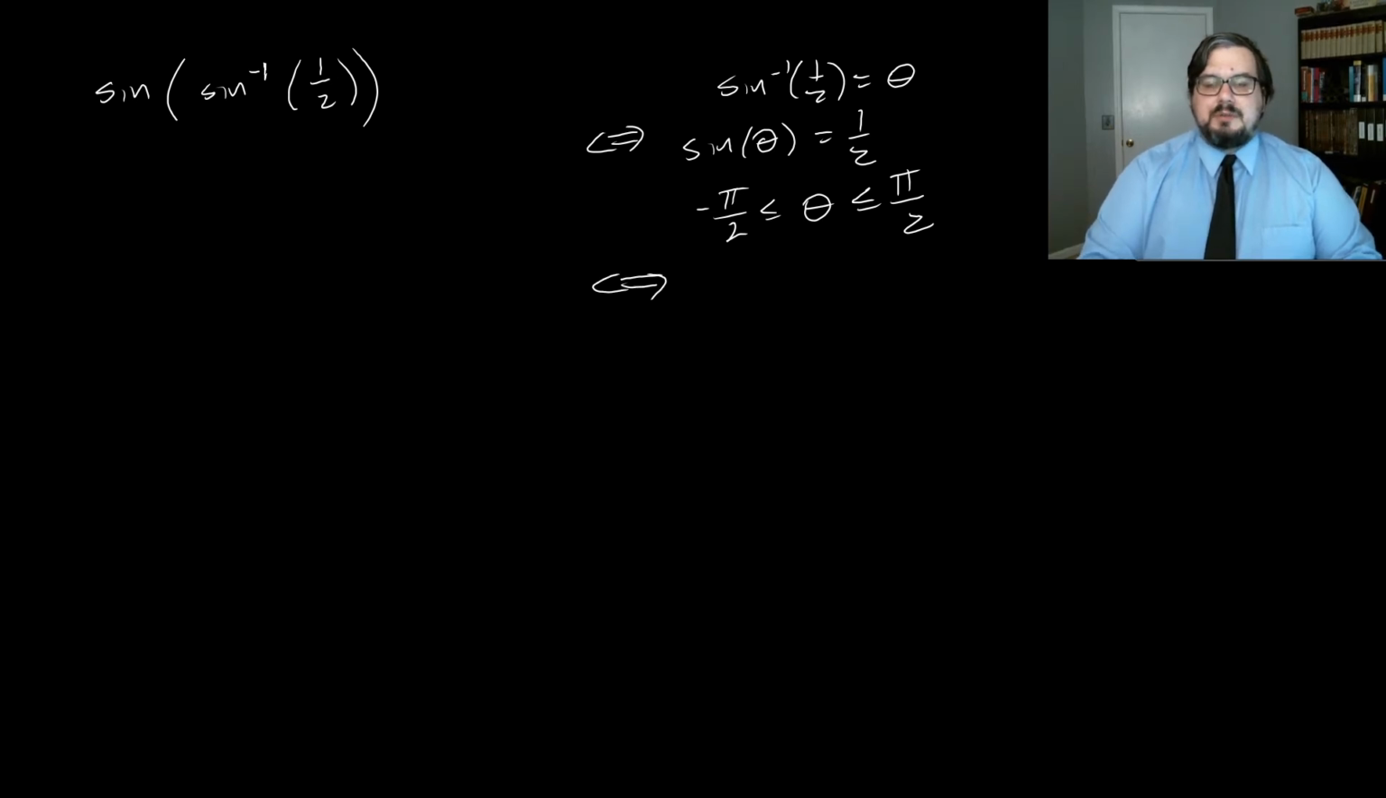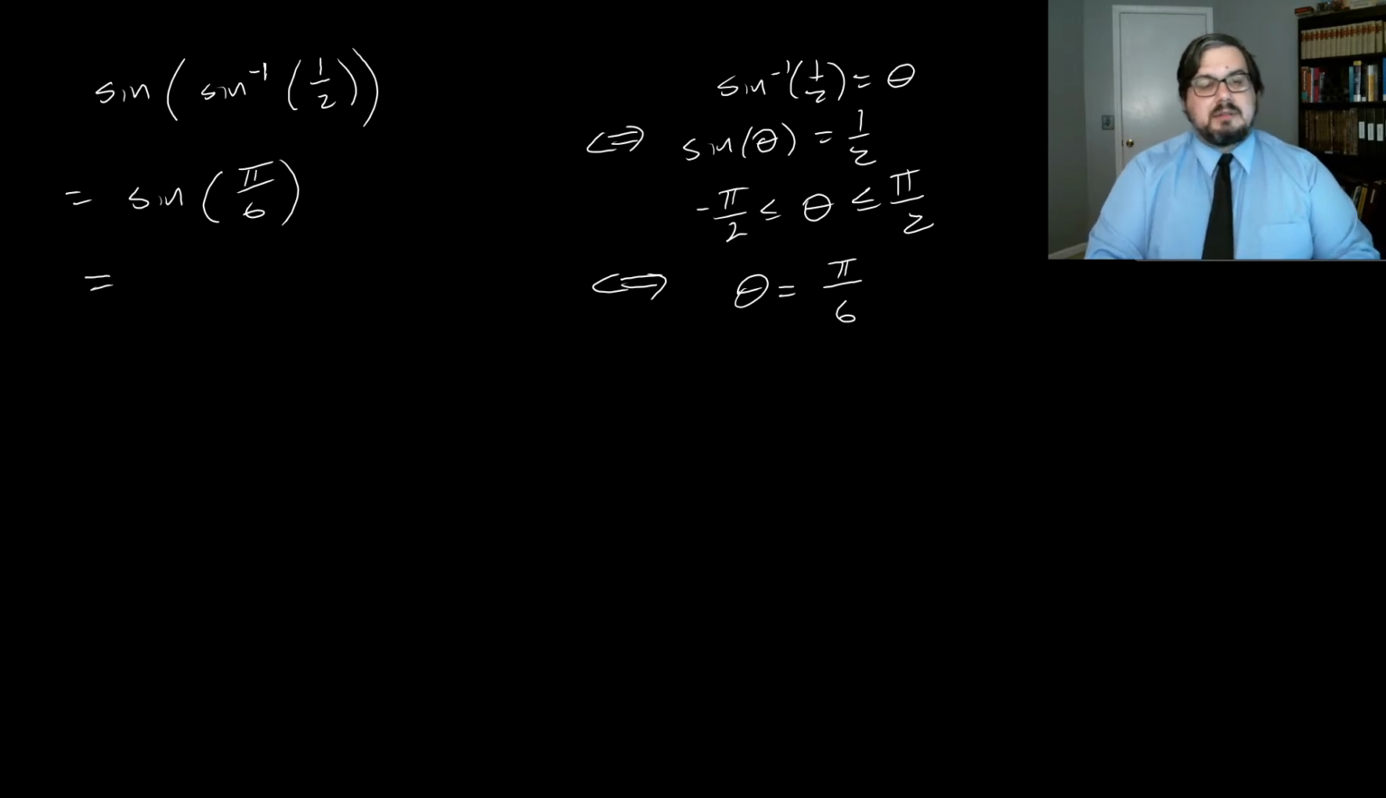And we know that if sine of theta is 1/2, and theta is between negative pi over 2 and pi over 2, then that means that theta is pi over 6. That's the only angle that has a sine value of 1/2 within that interval. So that means that sine of inverse sine of 1/2 is sine of pi over 6. All right, so we did that.